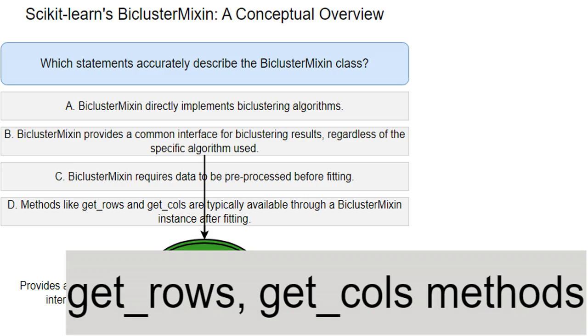These are example methods provided by classes that inherit from BiclusterMixin. They allow you to conveniently extract information on which rows and columns were grouped together during biclustering. This is a key aspect of working with biclustering results in a consistent way.